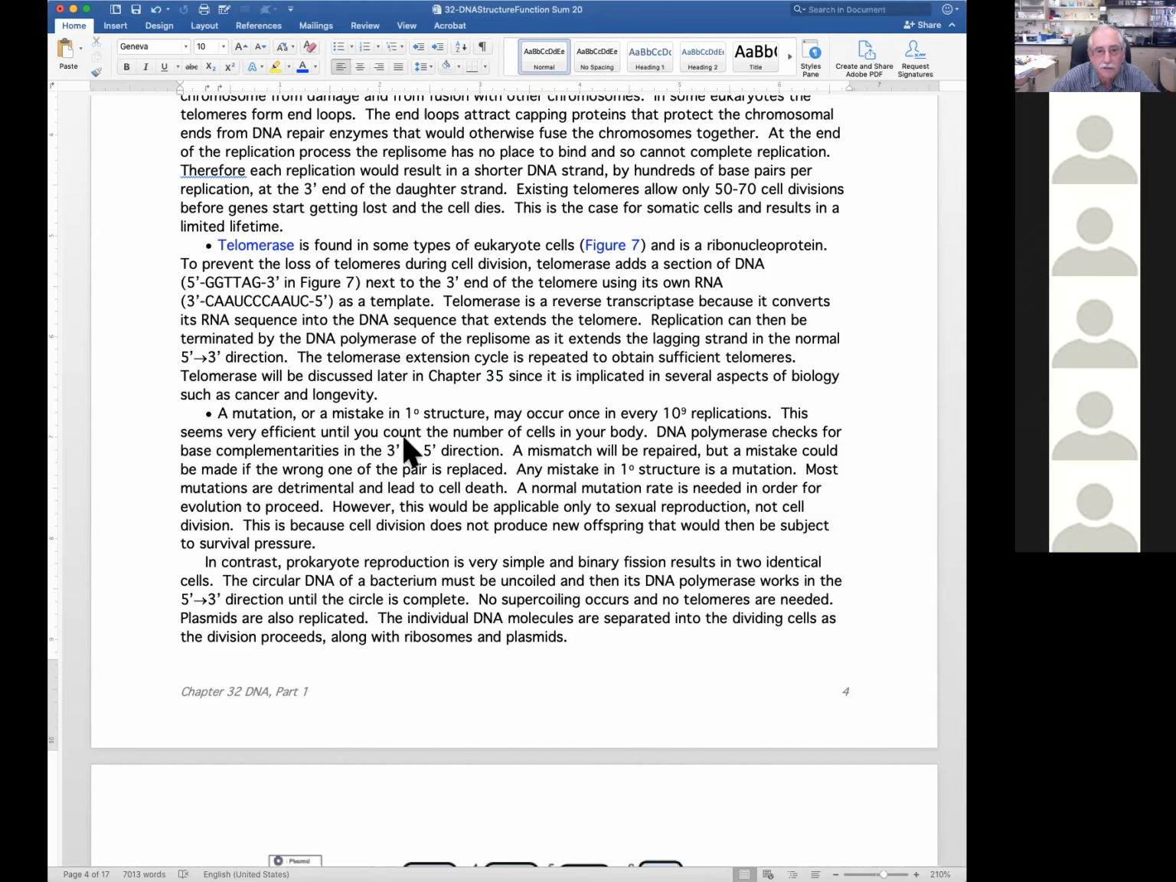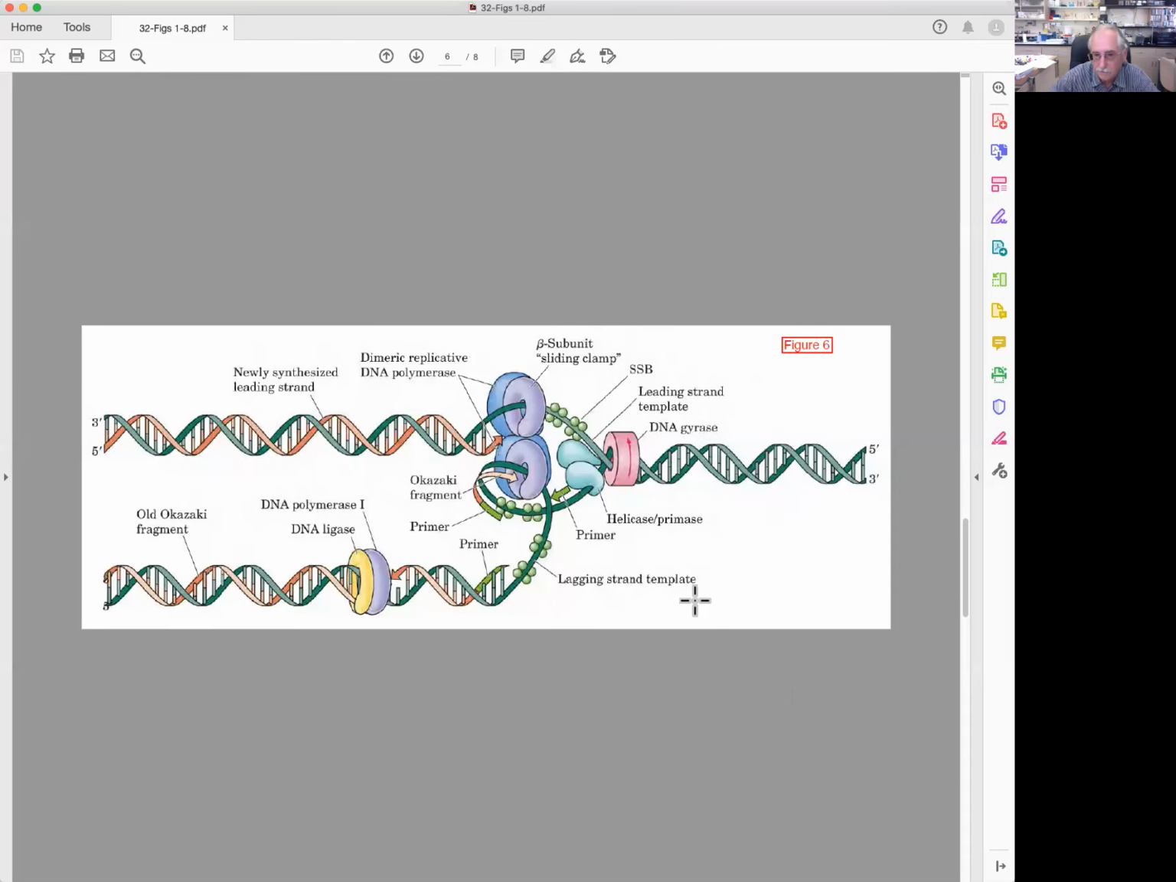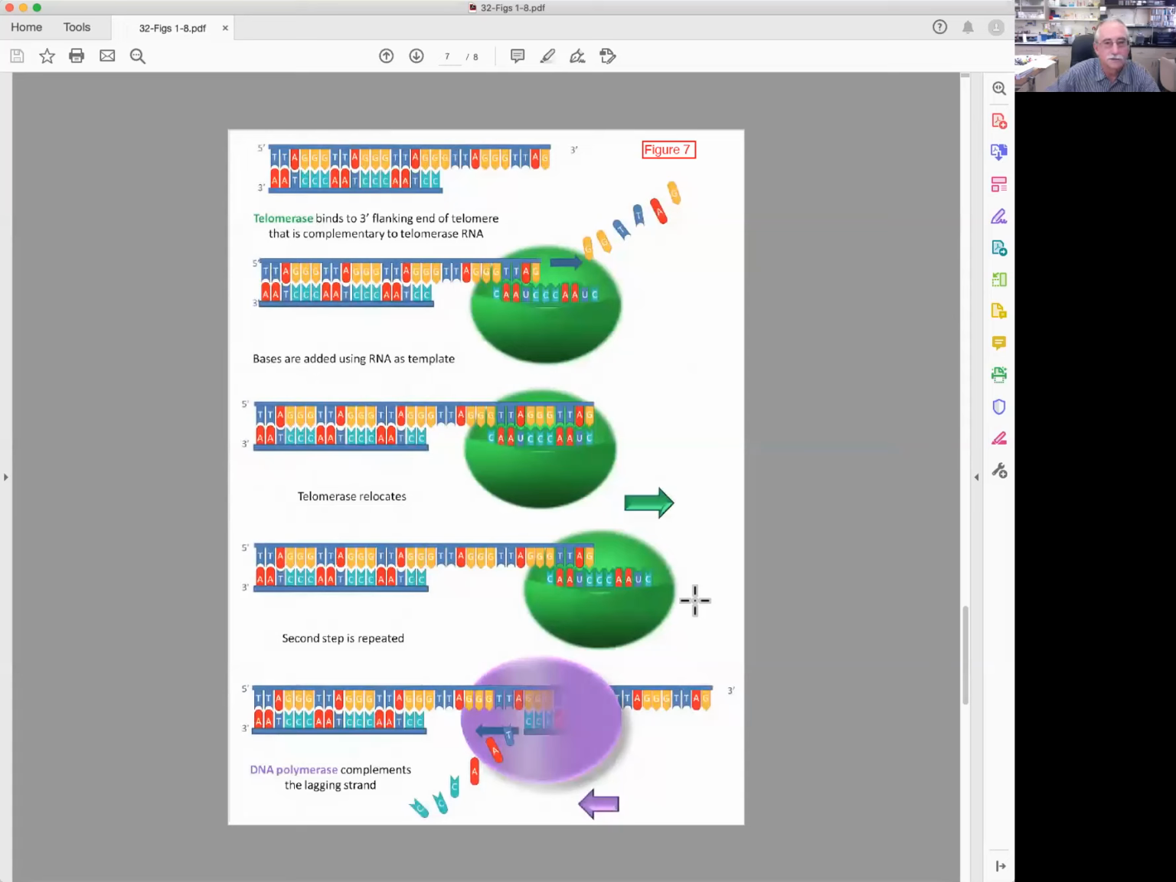So let's go look at figure 7 here. So here's a rough idea of how telomerase works, okay? So it binds to the 3' end. So here's the 3' end over here. This would be the 5' end, right? So DNA polymerase had gone this way, and then it runs out of space to hold on to. Okay, so telomerase binds over here, and it takes its sequence that it has within itself.